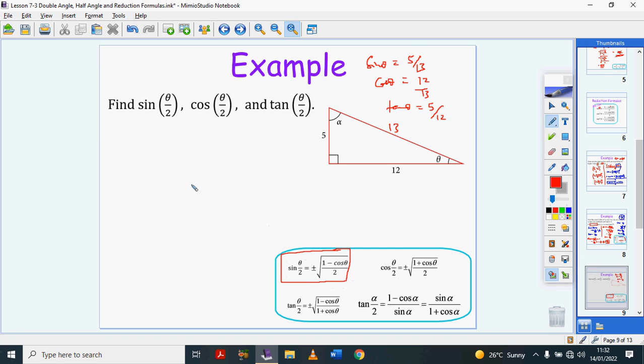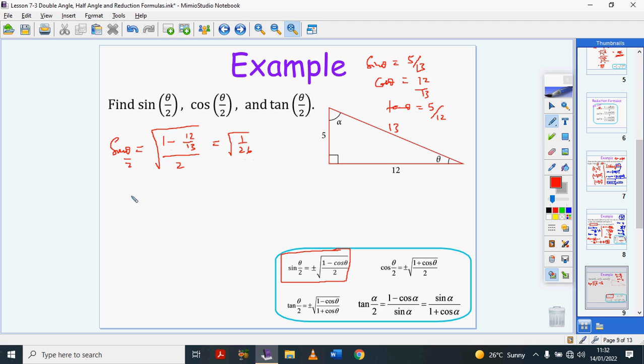The sine theta over 2 will be equal to, it's positive because this angle is in the first quadrant. That's what I'm going to assume, because nothing is said, so I'm going to assume it's in the first quadrant. So sine theta over 2 will be 1 minus cosine theta, which is 12 over 13, everything divided by 2, everything under square root. So you guys go ahead and simplify this. I trust that you can simplify this. So this will be 13 minus 12, which is 1 over 26, I think, square root.